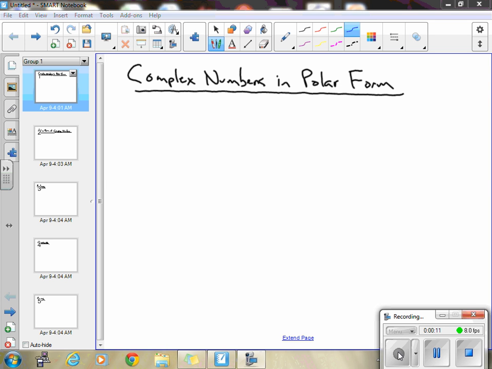You're going to be working with complex numbers today. In particular, you're going to be looking at complex numbers in polar form. What we know already is that we can write a complex number in rectangular form. And we see something like this where we have a real part, A, and an imaginary part, B, to every complex number. And we know that when we graph these, we have two axes.